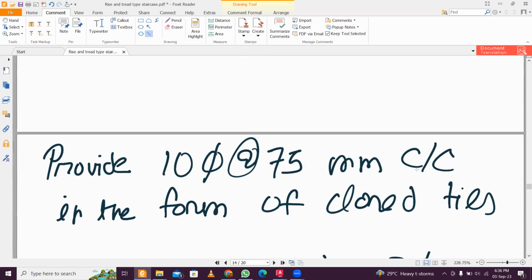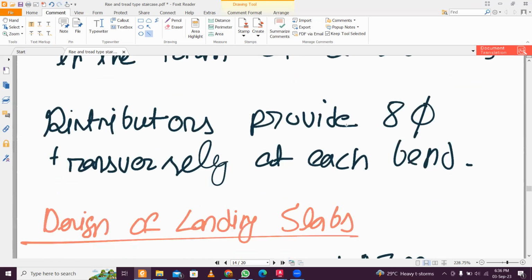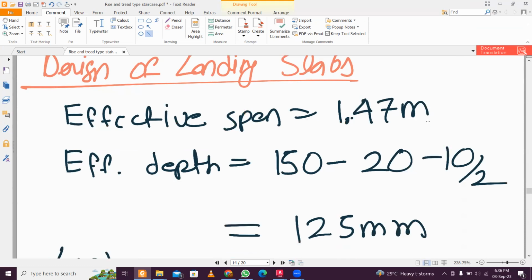So you can give 75 mm spacing for the ties. And for the distribution bar, this is nominal 8 mm provided. Normally 3 bars are provided. So each bend you need to provide this. And I'll show the final structural drawing also in this particular video.